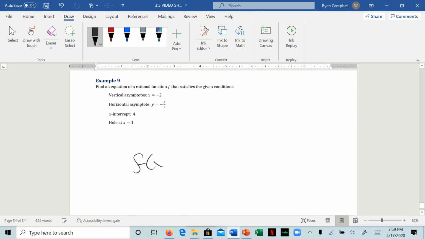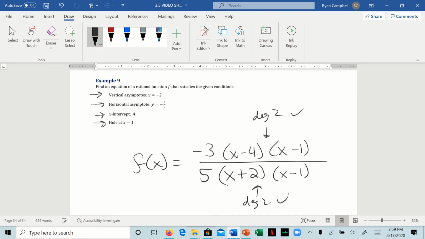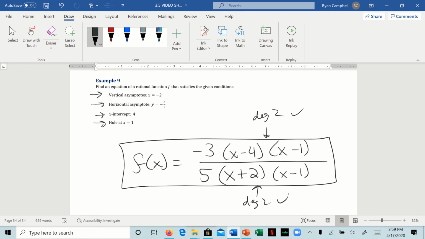All right, f of x equals, so vertical asymptote. We know we got x plus 2 on the bottom. X-intercept, we got x minus 4 on the top. A hole, that means on the top and bottom we have x minus 1. And then we have a horizontal asymptote that's not 0. So let's just double check. The degree of the top is 2. The degree of the bottom is 2. All right, we're all good. So then we just write negative 3 over 5. And that's our answer. Now we're done.